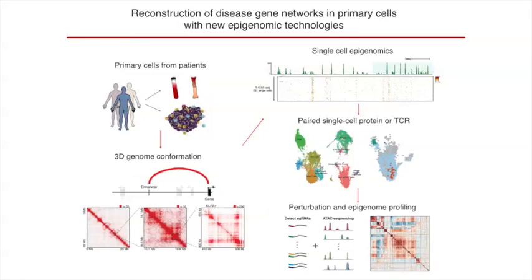And so now we're trying to develop tools to look at both the 3D genome conformation, so to give a background of which enhancer maps to which gene, and then take that analysis of accessibility to single cells, pair it with either protein or TCR information, and then develop platforms to do really high throughput perturbation experiments, all done in primary patient cells. Okay, so thanks very much for your attention.